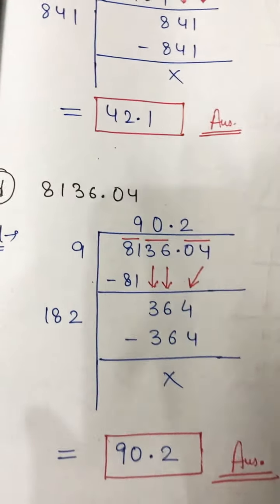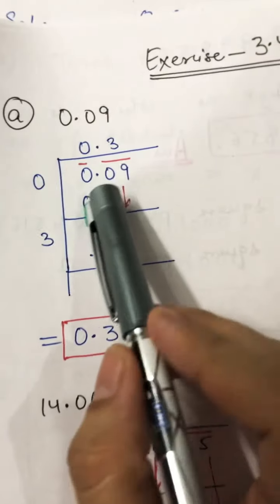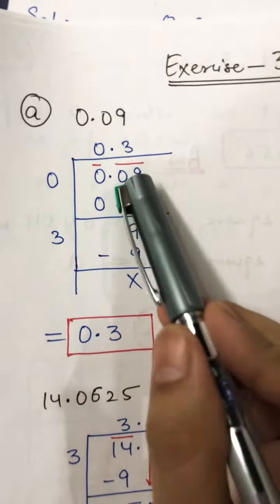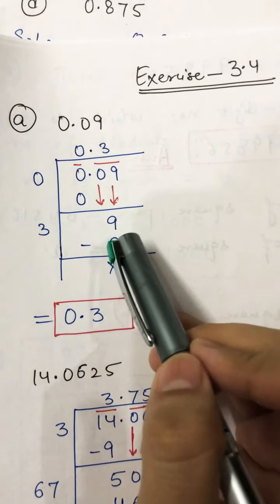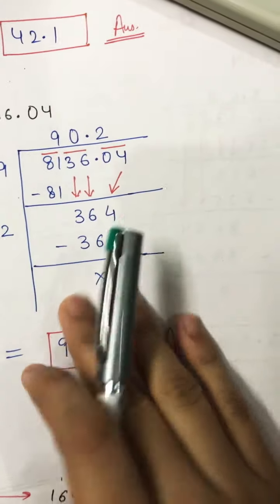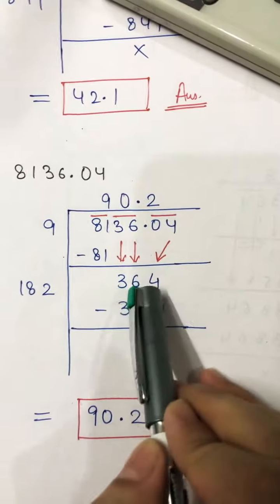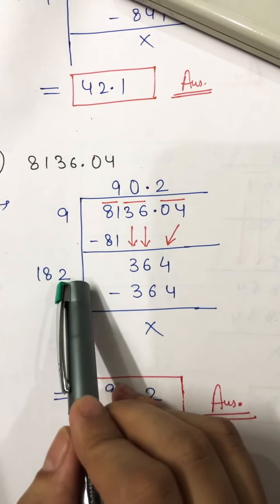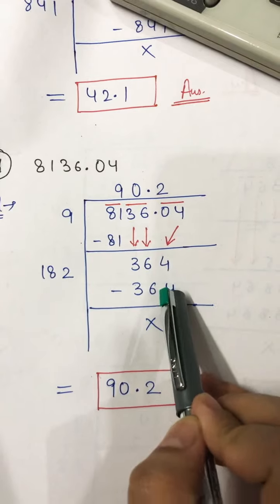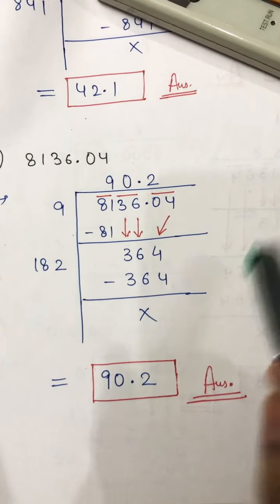04 means 4. Like in the A part, 09 was there, and I have taken only 9. Similarly here you have to take out only 4. So 364. Now you have to multiply with 2. 182 2s are 364. So the answer will be 90.2. This is your answer. Got it?